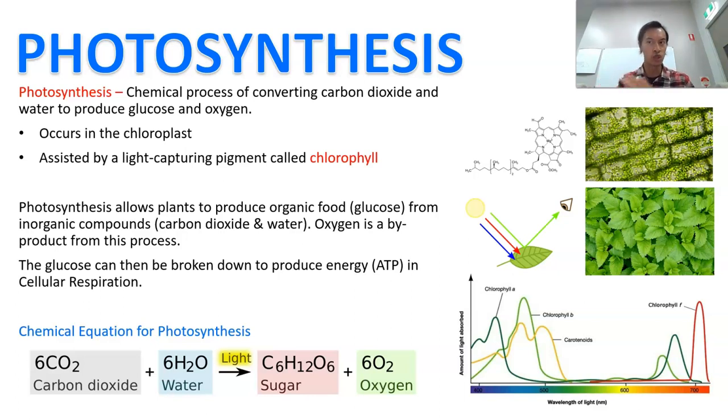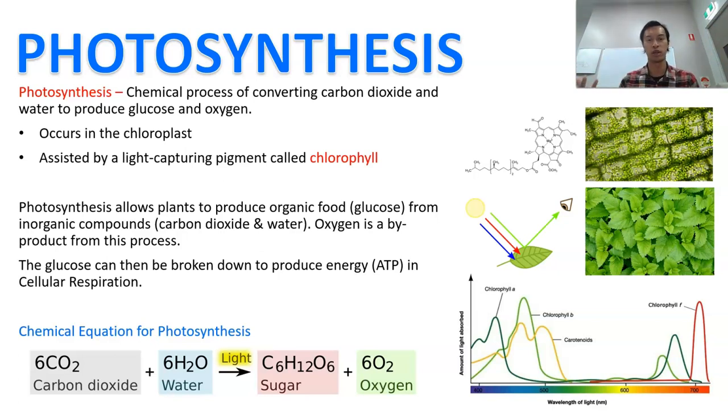Except that it is almost the reverse of respiration. It converts carbon dioxide and water to produce glucose and oxygen, right? And you need the light-capturing pigment called chlorophyll in order for it to occur. Chlorophyll is what gives plants their green color. It's a green pigment. And photosynthesis is what allows plants to make their own food in the form of glucose from inorganic things like carbon dioxide and water, right?